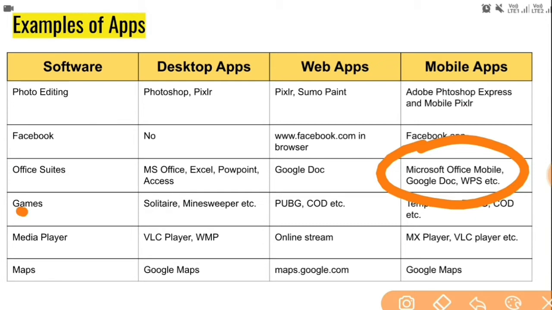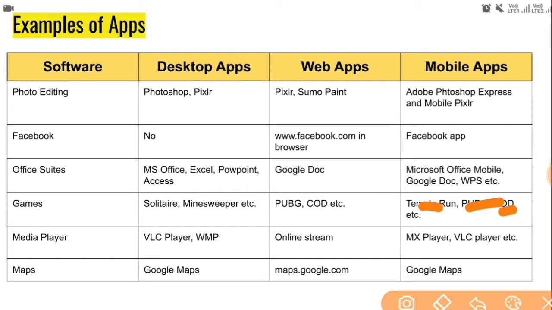Now, games are available on desktop like Solitaire, Minesweeper, and many other games. And web apps means an app which requires internet. So there are several apps like PUBG, COD, etc. These are apps that require internet. Then there are apps used on mobile like Temple Run, PUBG, COD. These are the apps used for playing games, and they also require internet.